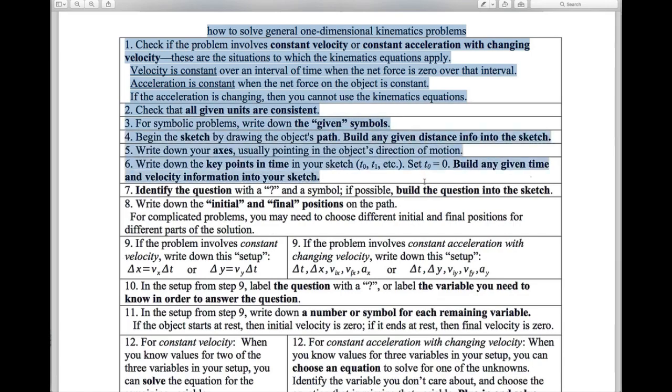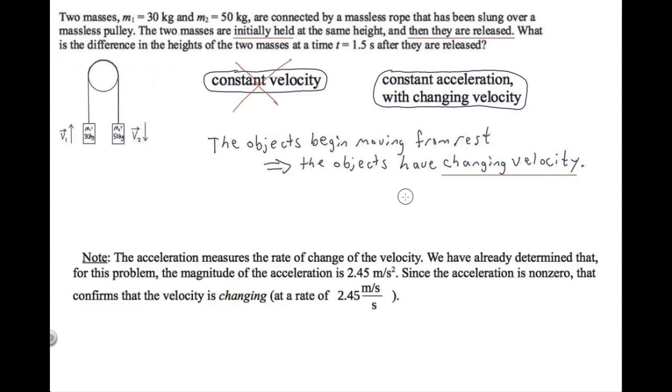this step-by-step kinematics process. There are two types of kinematics in an introductory course: constant velocity kinematics and kinematics with constant acceleration and changing velocity. Which type of kinematics applies to this problem? In this problem, the masses begin at rest and then start moving. That means that each mass's velocity changes. So the velocity is changing, not constant.